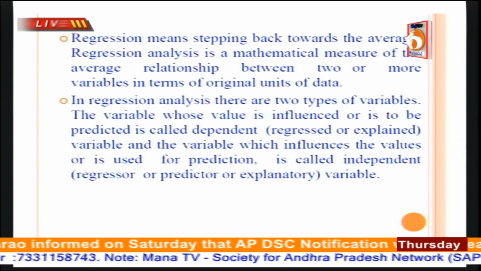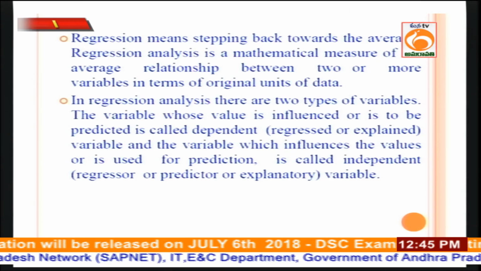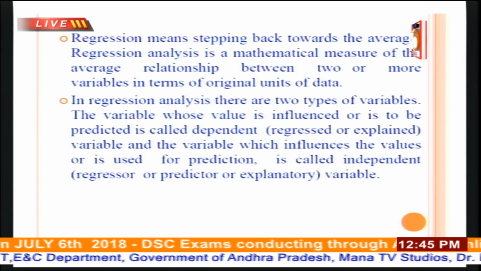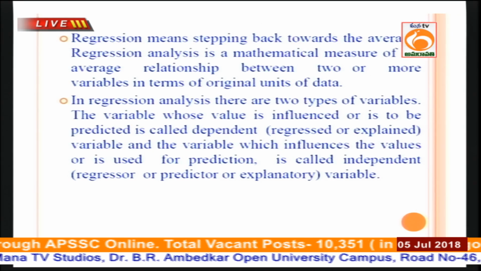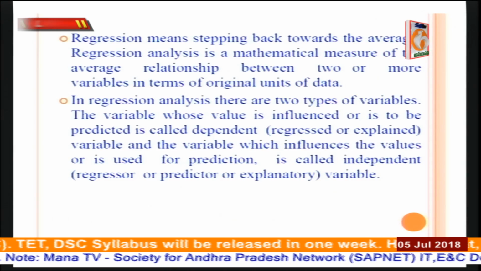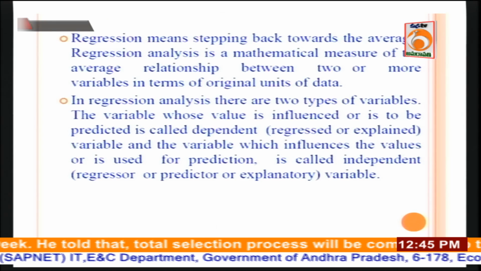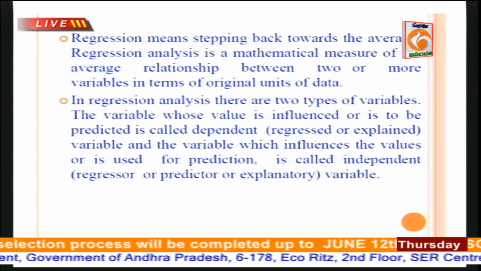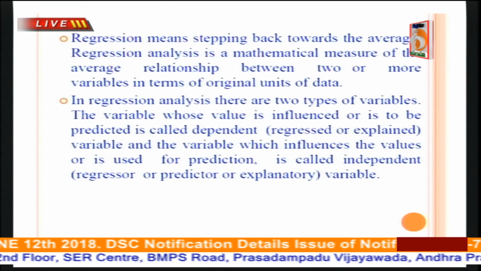In regression analysis, there are two types of variables. The variable whose value is influenced or to be predicted is called the dependent variable. It is also called the regressed or explained variable. So, one is the independent variable and the other is the dependent variable. Using the independent variable, we can observe the dependent variable's behavior. The independent variable is also called the regressor variable, predictor variable, or explanatory variable. The dependent variable is also called the regressed variable, explained variable or predicted variable.